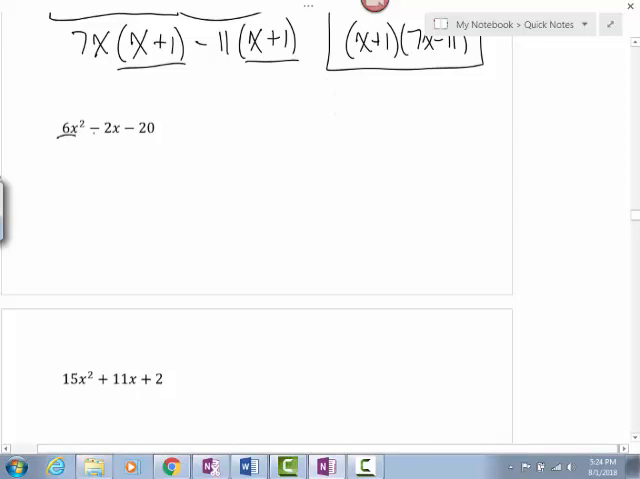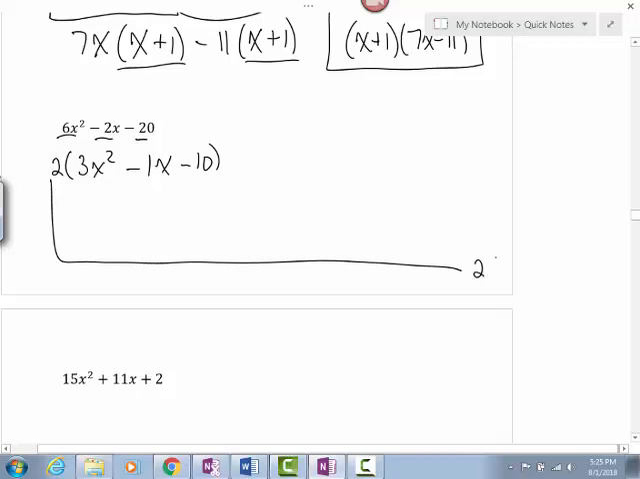All right. So first thing I notice about this problem is that I can at least factor out the number 2 out of all of them. So that's going to leave me with a 3x squared, a minus 1x, and a minus 10. Just like we did before, I'm going to write down my number 2 there. I don't want to forget about it.